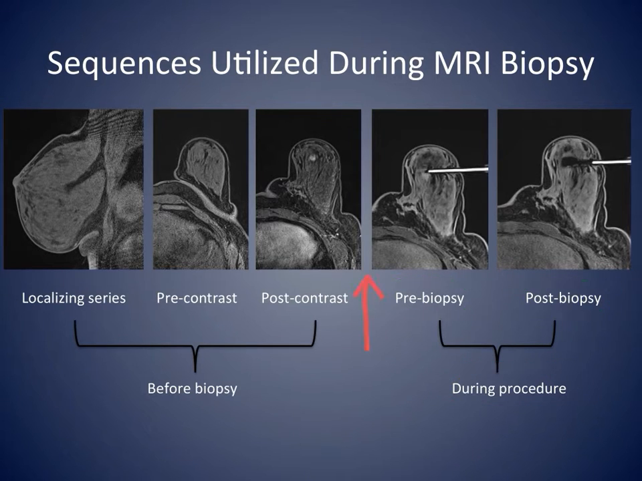While the radiologist is calculating the lesion coordinates and planning the procedure based on the post-contrast series, the technologist may perform an optional sequence, an isotropic high-resolution series, helpful for multiplanar evaluation.